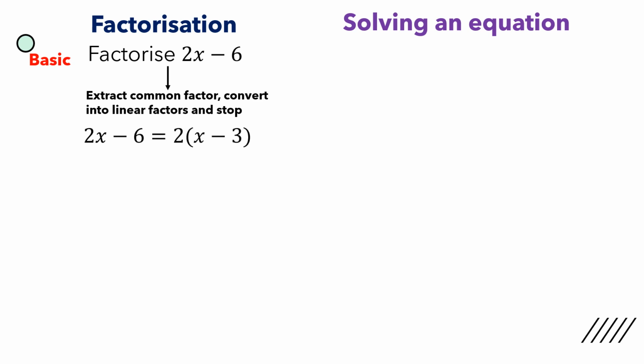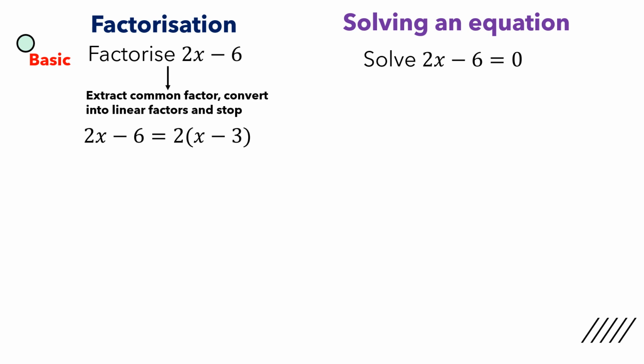So you just simply extract 2 out, right? And then write it as 2 bracket x minus 3. So there are 2 linear factors there. And then basically you just stop there. The action just stopped there. So how about solving an equation?